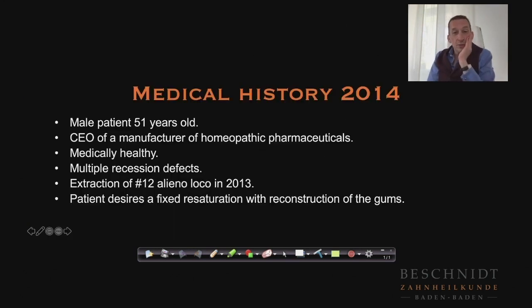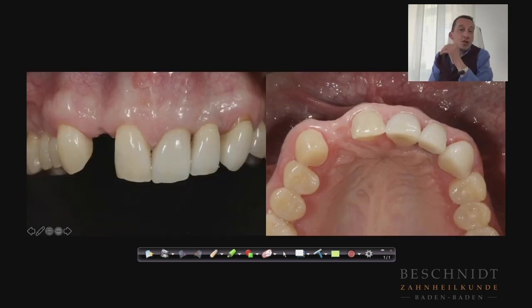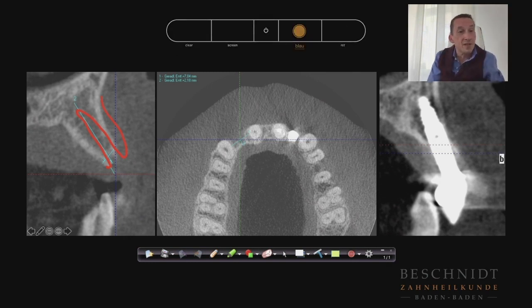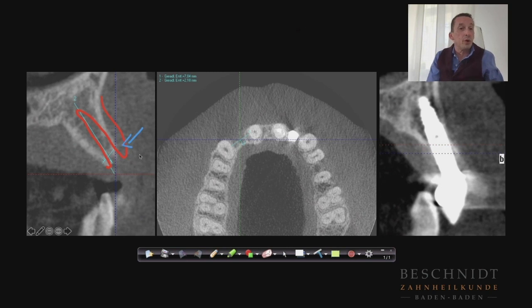2014, I met a patient who had extraction several months earlier, and after extraction we had this bony resorption. So on the other side he already had an implant, but here we have a bony resorption, so we knew we lost the bundle bone, and normally the bone would have looked like this. This was how it looked before, and now we have the resorption of this bundle bone.